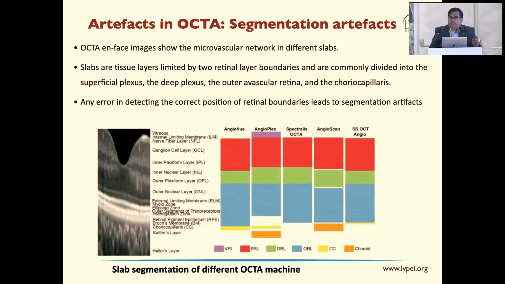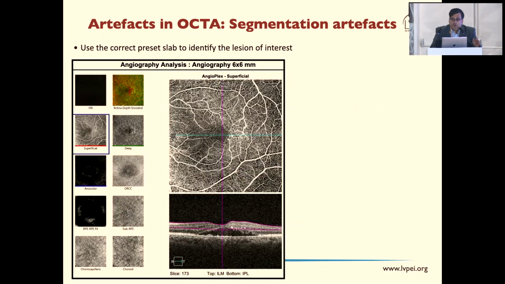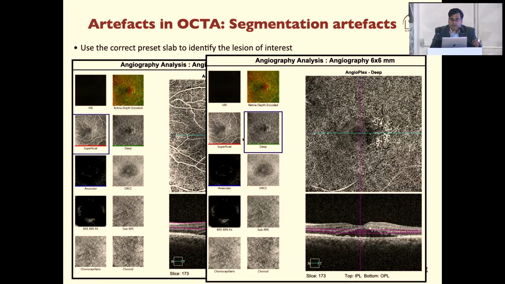Slab segmentation is an important thing which you have to sit and correct on the machine if there are issues. I'll show you a great example of how slab artifacts can disturb us. This is an Angioplex, a Zeiss Cirrus 6x6 OCT scan, where you see a segmentation from the superficial plexus showing a network around the foveal avascular zone. When you go to the deep plexus, you feel you are looking at a widened FAZ, but this is not a widened FAZ. Actually, if you look at your segmentation, it is passing through an area of void.